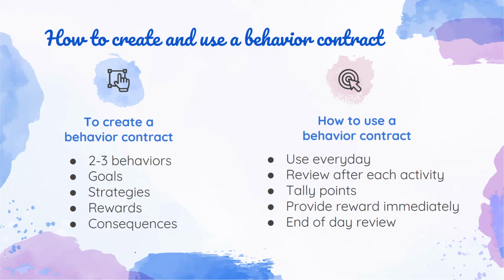The behavior contract needs to be used every day for consistency. After each activity, check in with the student to go over their behavior and remind them of their expectations. When the student has met their goal, give them their reward as soon as possible. At the end of the day, review the behavior contract with them and talk about the areas that need improvement and where they have succeeded.